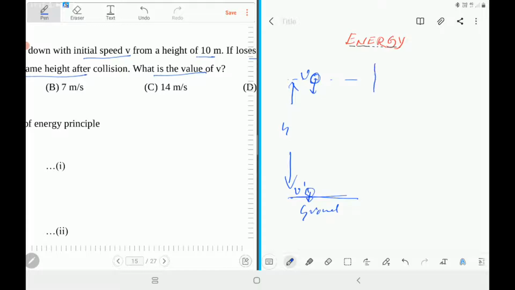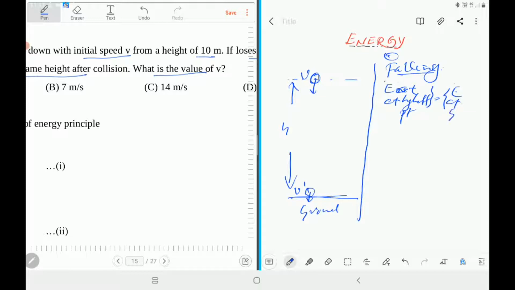So, for falling, law of conservation of energy. For falling, what is the law of conservation of energy? The law of conservation of energy says the potential energy plus kinetic energy while hitting the ground is equal to the sum of the energies at the highest point. What is the sum of the energy? Energy E at the highest point is equal to energy E at the ground.